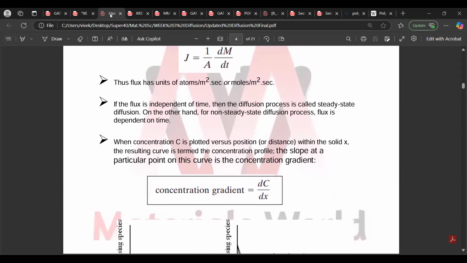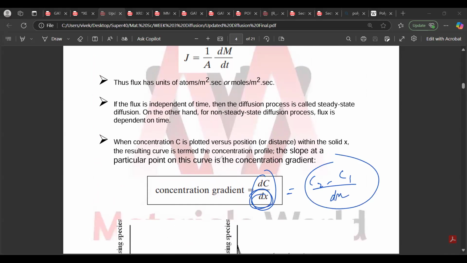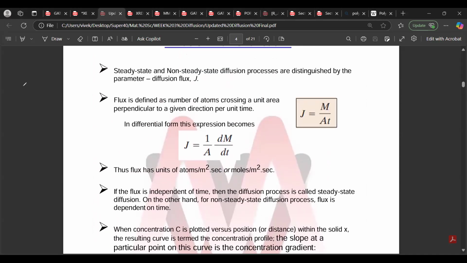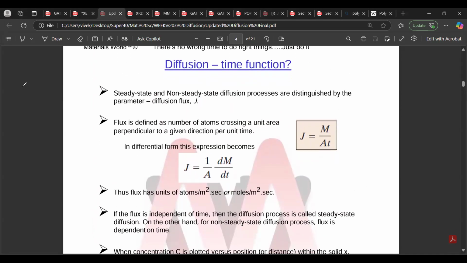You get a concentration gradient, so delta C by dx, where delta C is C2 minus C1 and dx is just the thickness of the plate. To permeate, there will be a net flux flow, and that flux flow is called the diffusion rate. It is how much material amount or content moves, with the unit of atoms per meter square second. That is my flux.